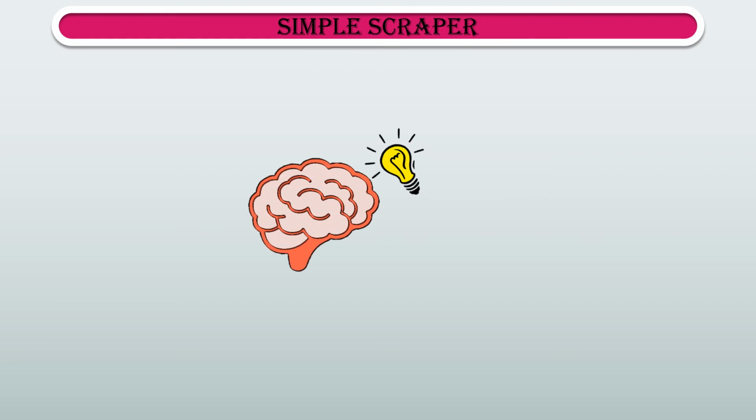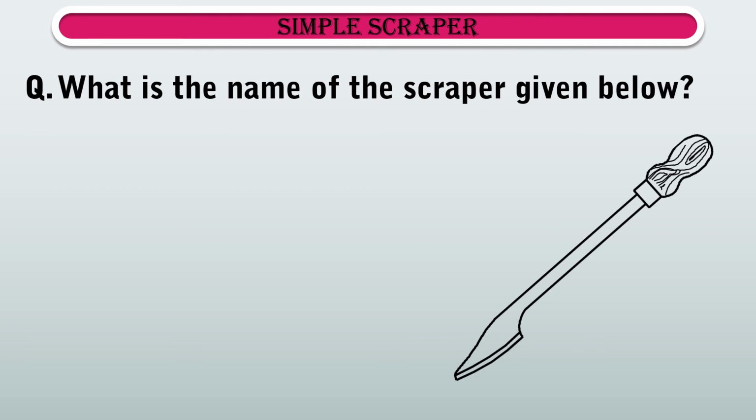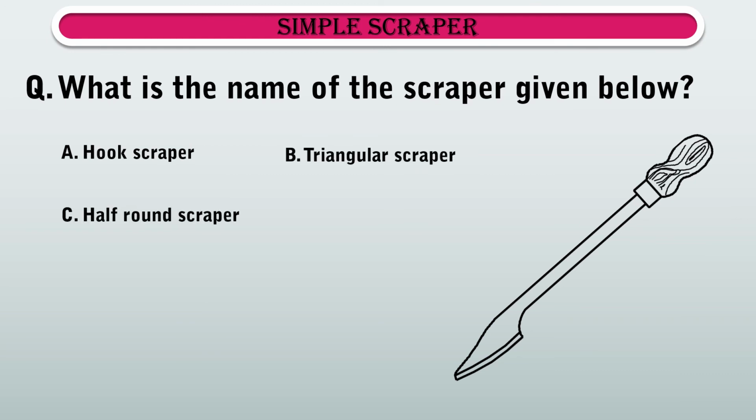To boost your brain power, we are going to play one quiz related to this topic. The question is, what is the name of the scraper given below? The options are A. Hook scraper, B. Triangular scraper, C. Half round scraper, D. Bullnose scraper.